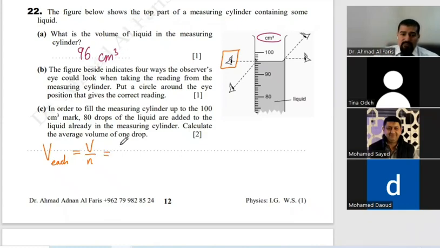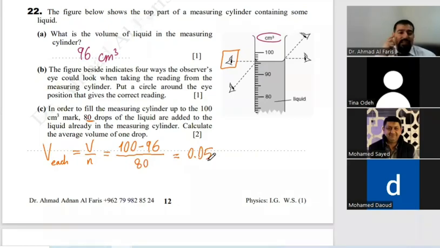So how much is the volume here? It's 100 minus what? 96, because the volume is already 96. Divide by the number of drops, which is what? 80 drops. And the volume for each one is 0.05 by using a calculator. This is the answer.